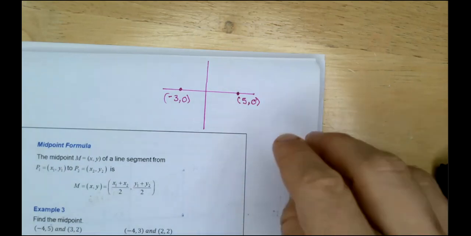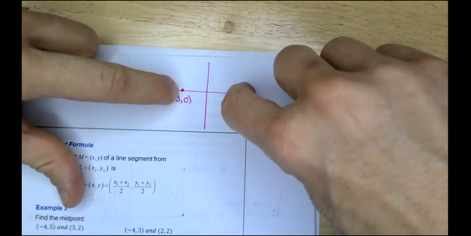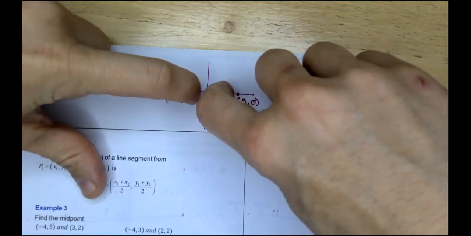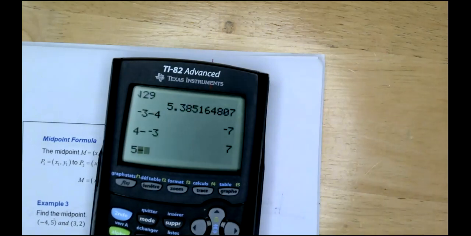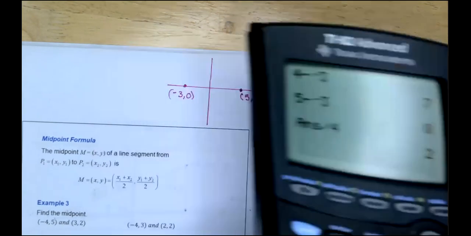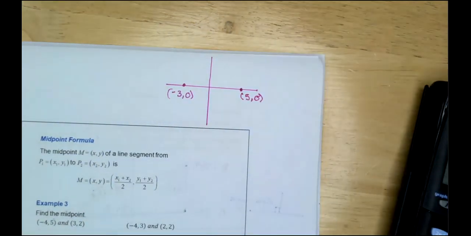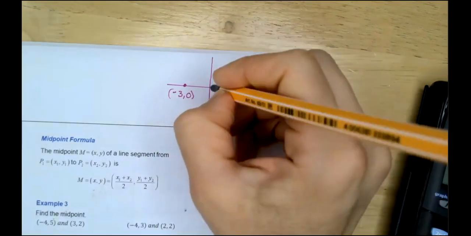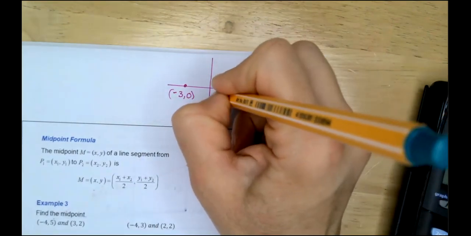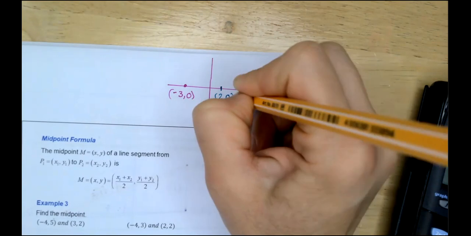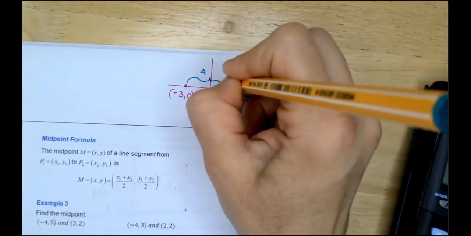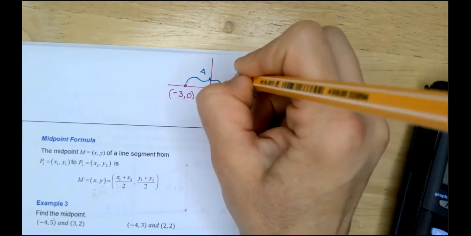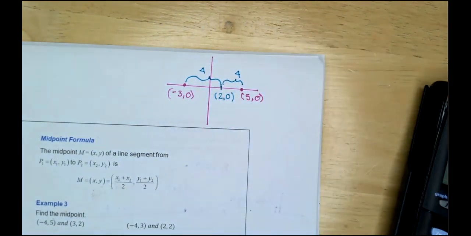If we count between -3 and 5, and we count in 1, 2, 3, right? What is the distance between 5 and -3? It's an 8. Half of that distance is a 4, okay? So at the point 2, 0, I have moved 4 away from this side, and I have moved 4 away from this side. That is my midpoint, okay?